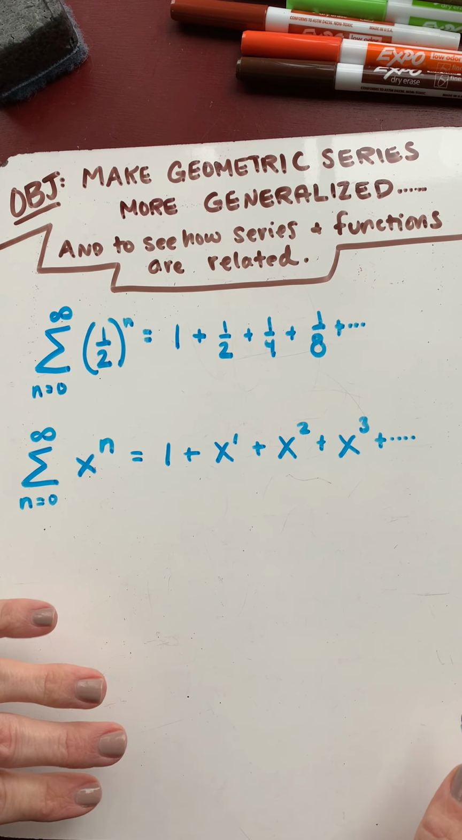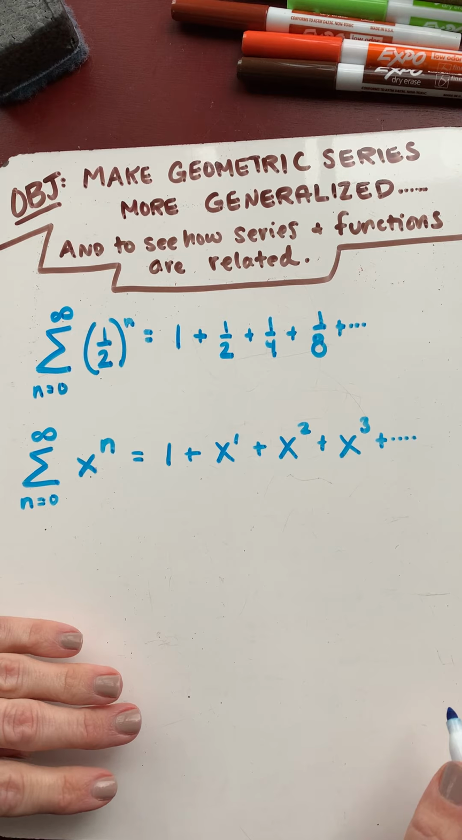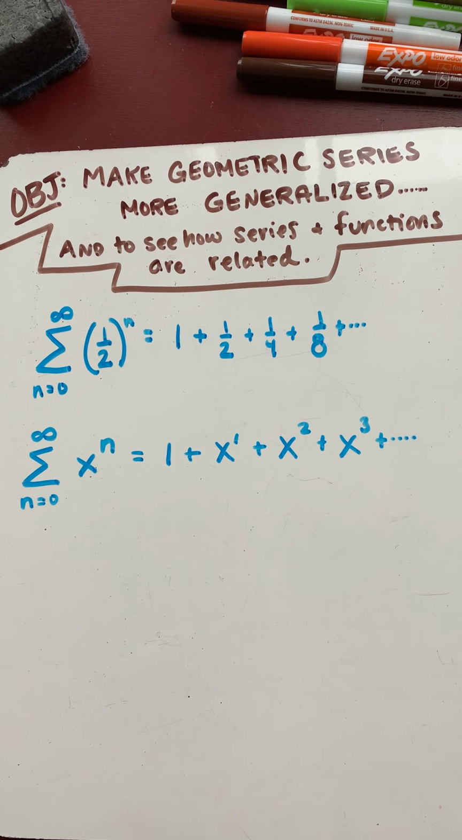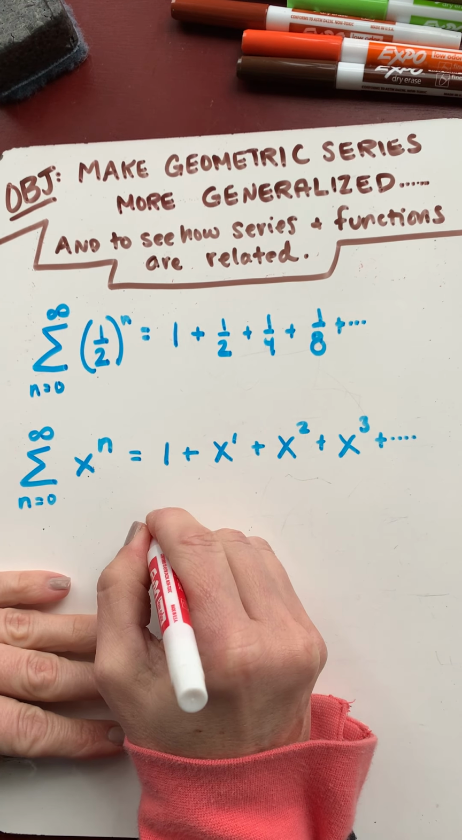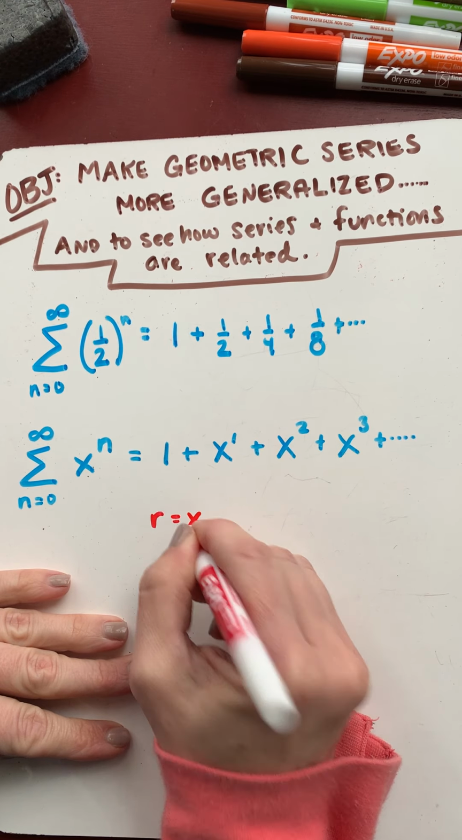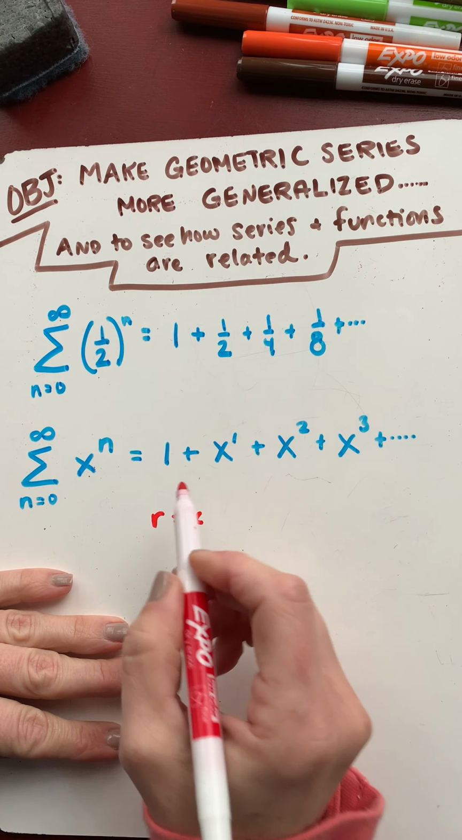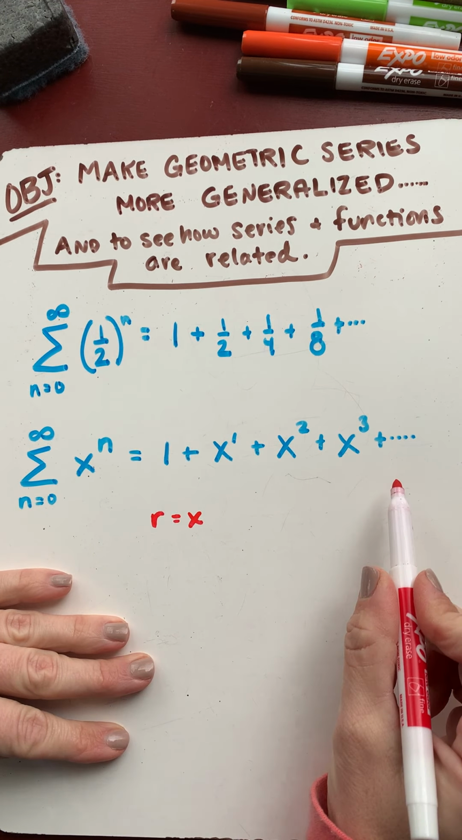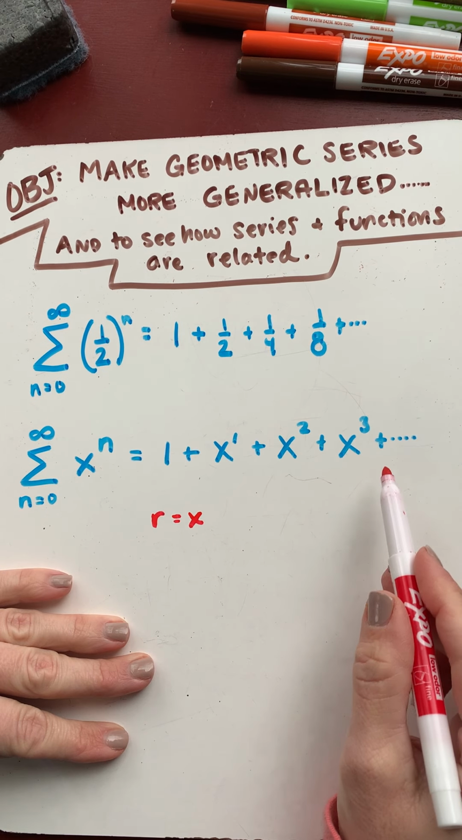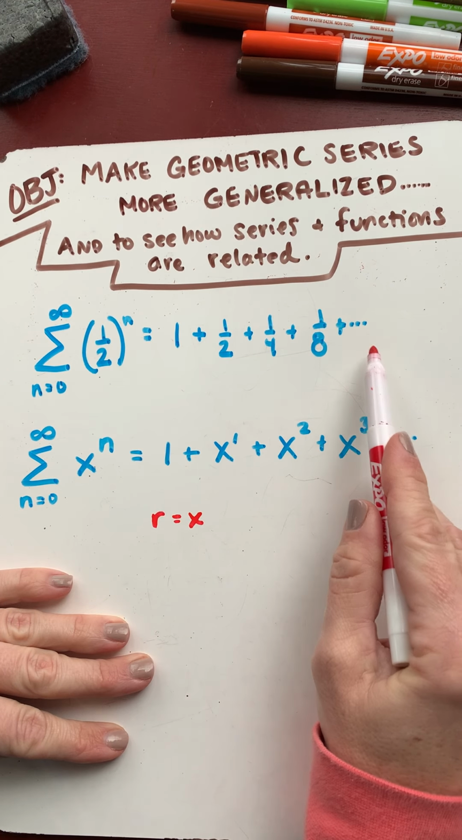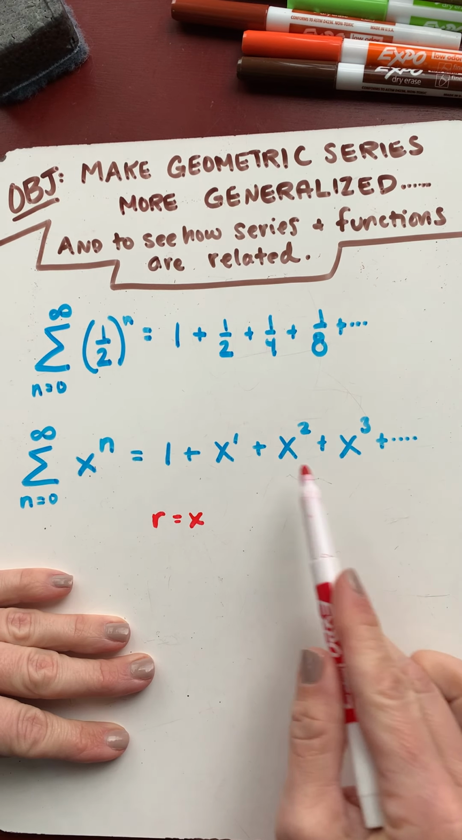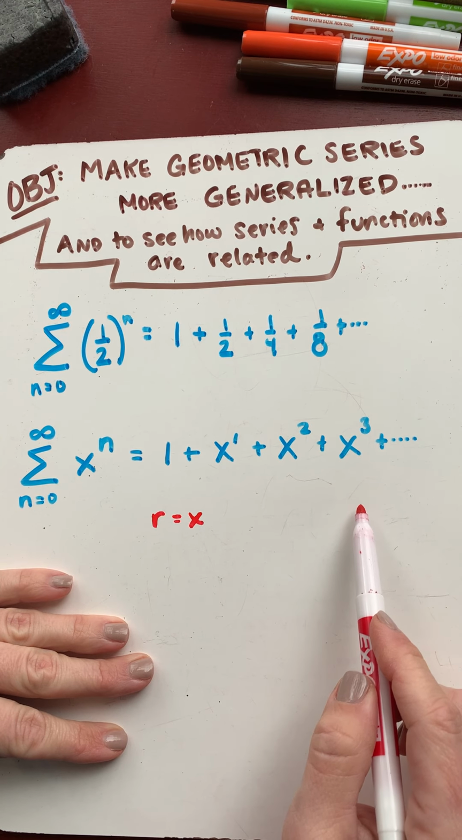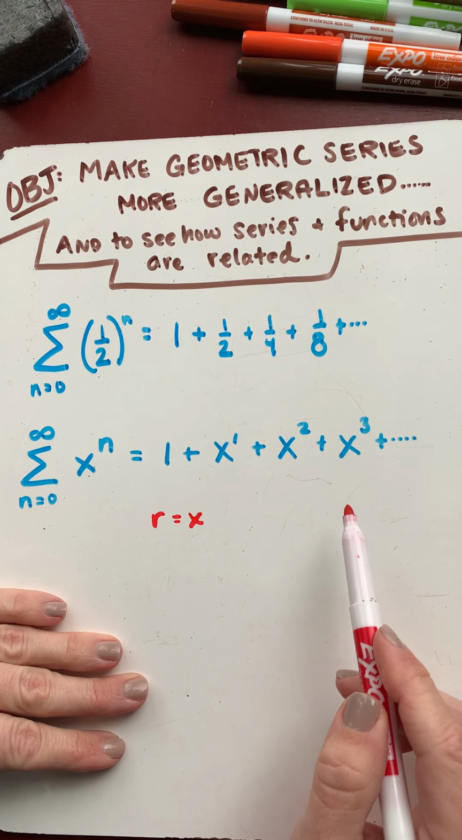All that I need for a series to be geometric is a constant multiplier. So that constant multiplier, r, is x. So this geometric series is the way we're going to start to look at things. Instead of them always being numeric, they're going to be variable-ic. Is that a word? They're going to consist of variables.